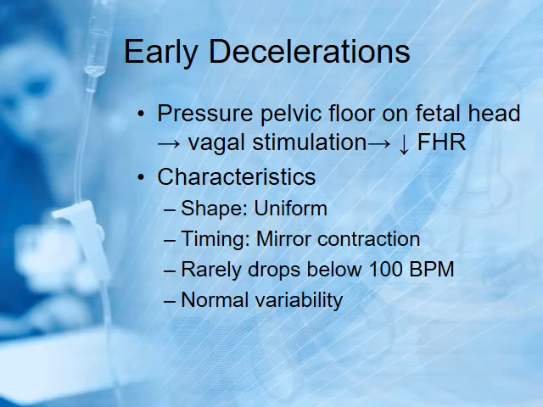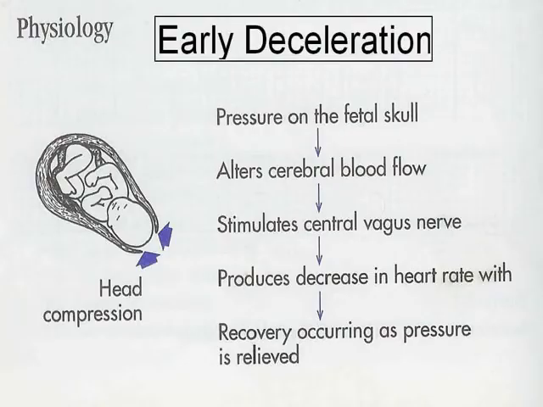Just remember that pressure of the pelvic floor, and also at 6 centimeters, the cervix is the perfect size open to hit that head the same way as the pelvic floor does. So it happens and they get that deceleration. Early decels are uniform, they mirror the contraction, and they rarely drop below 100 beats per minute, and the variability stays healthy, moderate. And you see the head's getting here, that's the same area that gets hit when there's 6 centimeters. So that's where you get it from.